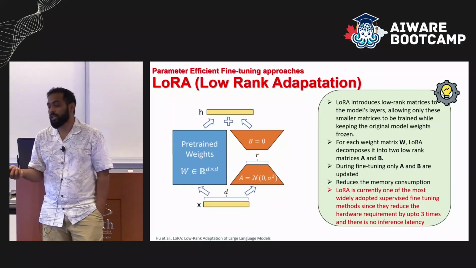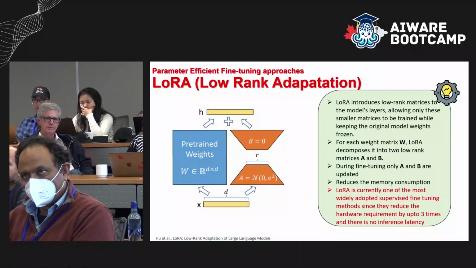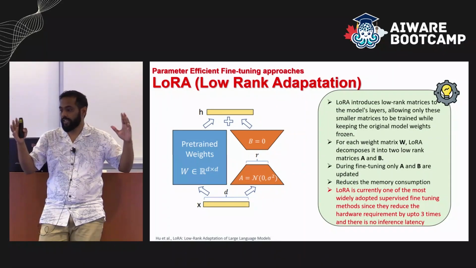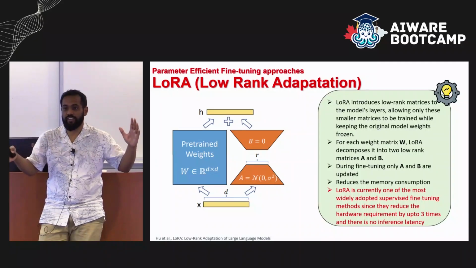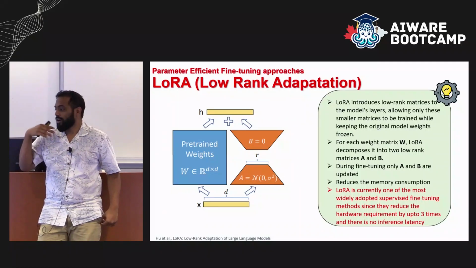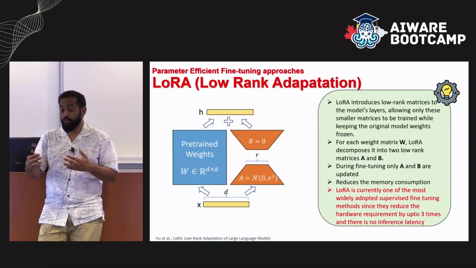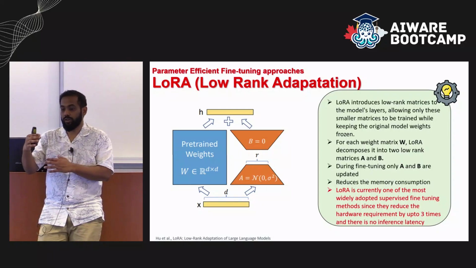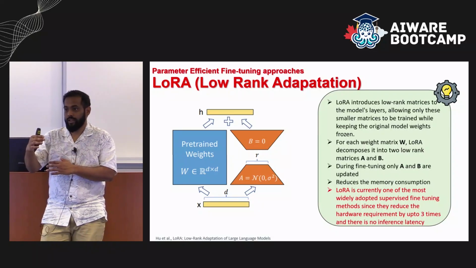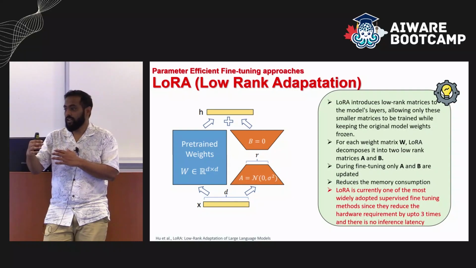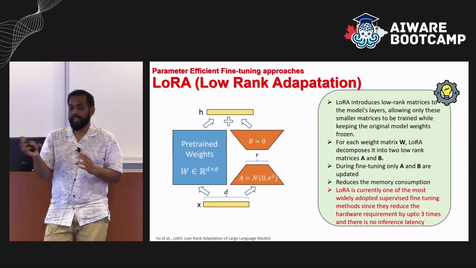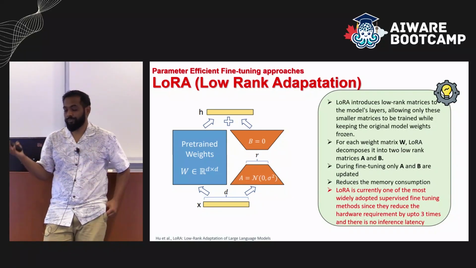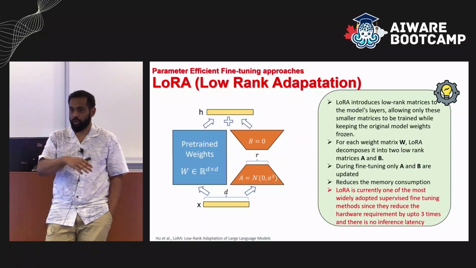But LoRA's idea is, all of these pre-trained weights, if we consider them as a matrix, we decompose it into two low-rank matrices, and we only train or fine-tune these low-rank matrices. And once the fine-tuning is done, we just reproject these low-rank matrices back onto the original weights.